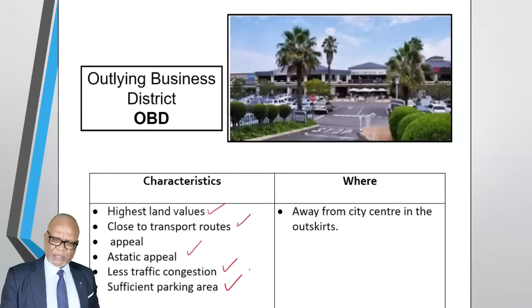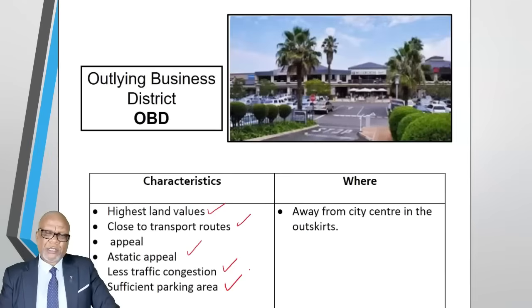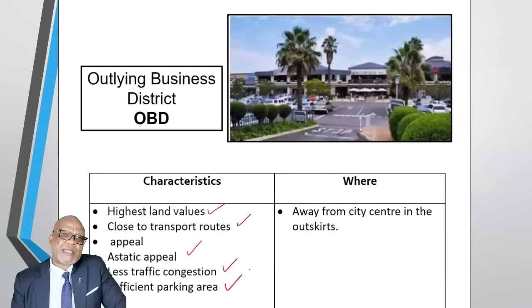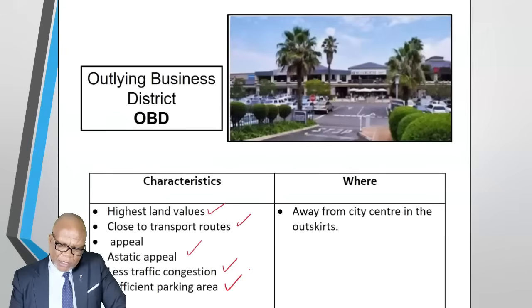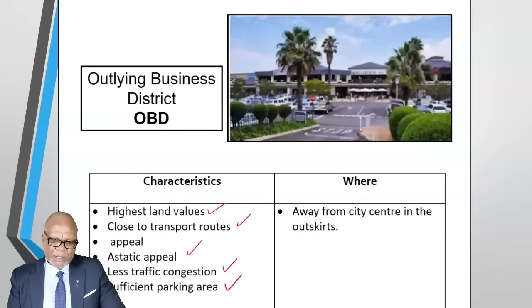Now, you can see here it is your outlying business district. So outlying business districts are simply referring to your shopping centers. Your shopping centers are simply your outlying business districts because they are built away from the city center. And then where are they built? They are built away from the city center.